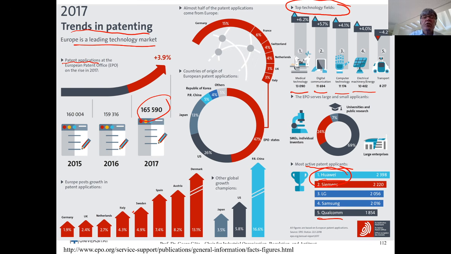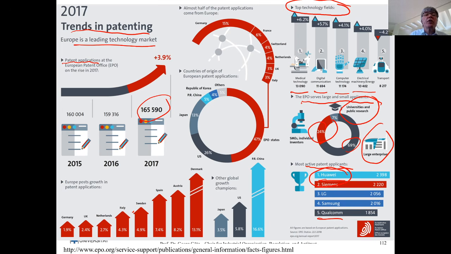What is also interesting here, and this is an amazing slide, by the way, which is produced, of course, by the European Patent Office, is who applies. Is it large firms or is it small firms? You see about 70%, 69%, is large firms. A quarter is small firms and individual inventors, and universities and public research matter somewhat too.